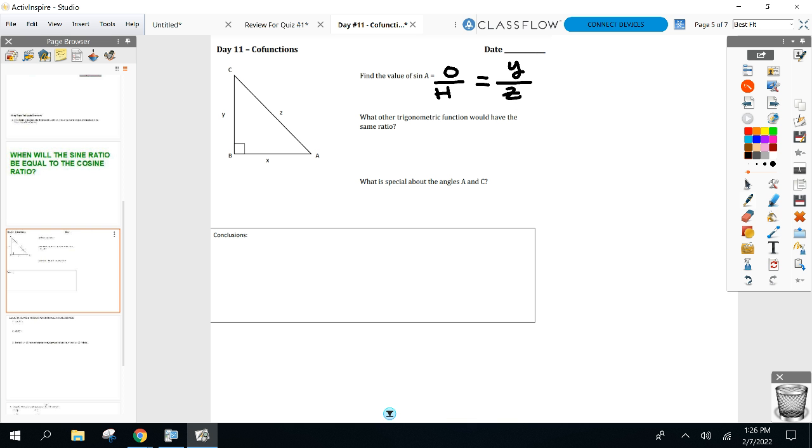Now a little challenge for you, honors kids. Find me another trigonometric function, sine, cosine, or tangent, coming from an angle that's also equal to Y over Z. If you want to discuss it in your groups, fine. If you want to try it by yourself, that's fine. Give me another one that's also equal to Y over Z.